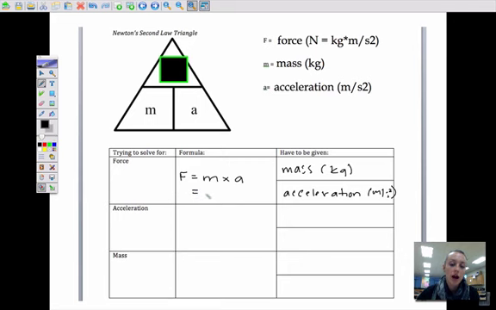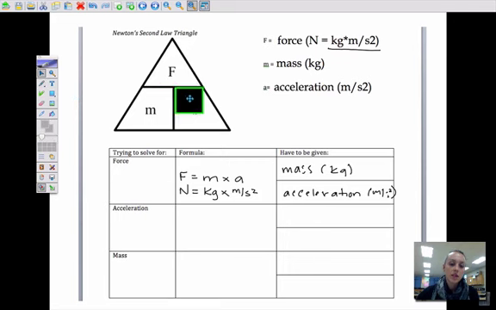So I want to point something out. We've talked about how the Newton stands for kilograms times meters per second squared. This is where that comes from. So the unit for force is the Newton, the unit for mass is kilogram, and the unit for acceleration is meters per second squared. So they took this really long, what we call a derived unit, and shortened it into the Newton in honor of Isaac Newton.